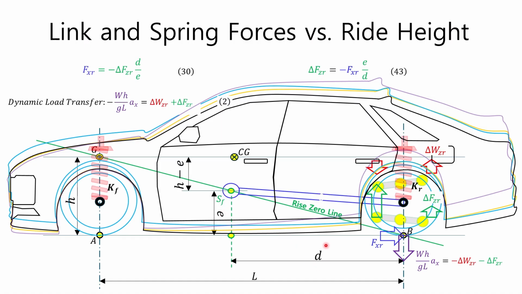From equation 2, if the braking deceleration, AX, is constant, the vertical dynamic load transfer is constant. Therefore, if the force acting on the suspension links increases in absolute terms, the force acting on the spring decreases, and the rear ride height increases less. If the virtual reaction point becomes higher, and is located in the region above the rise zero line, the vertical dynamic load acting on the spring changes from tension to compression, and the rear ride height decreases compared to the steady state.